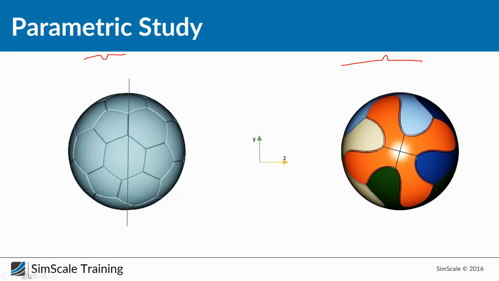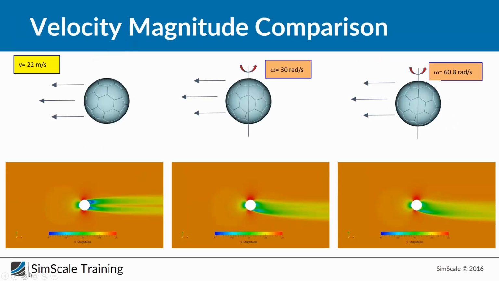Great. Okay. And first of all, let's take a look at the results for the generic ball. And as you can see, in all three cases we have a free stream velocity of 22 meters per second. And here on the left, we have no rotation. In the middle, we have a rotation of 30 radians per second, and here we have nearly double the rotational speed. And what can we see?